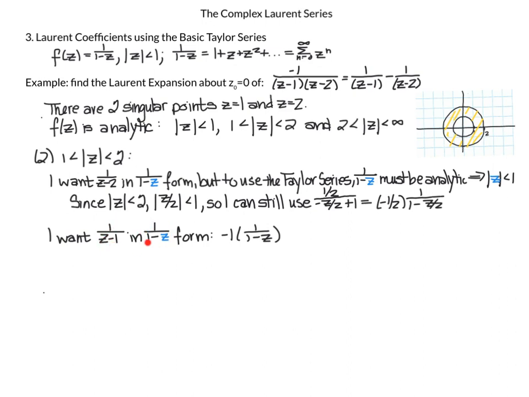And again, I want it in 1 over 1 minus z form. And I'm going to consider my negative 1 times 1 over 1 minus z. That's exactly what I did last time.